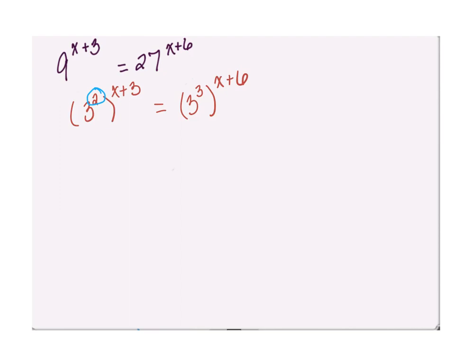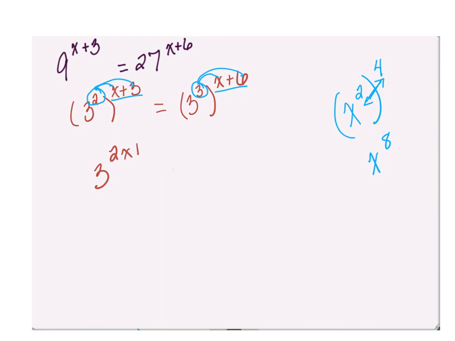This 2 has got to be multiplied by that x plus 3. And this 3 has got to be multiplied by that x plus 6. So if I had x to the second power, this is a power to a power property, and then x squared is raised to the fourth power, what operation do I do between these two exponents? We multiply. When you have a power raised to a power, you multiply. So I've got to distribute that 2 and distribute this 3 to those binomials. So that would make this 3 to the 2x plus 6 and 3 to the 3x plus 18.